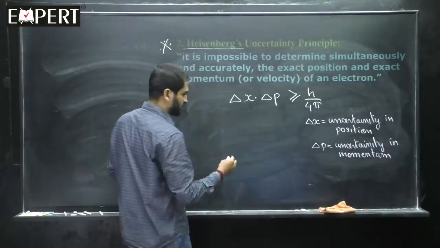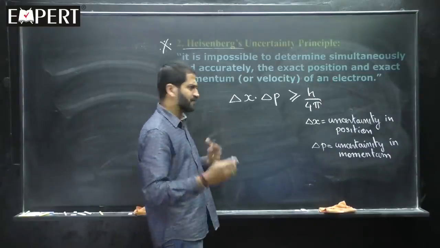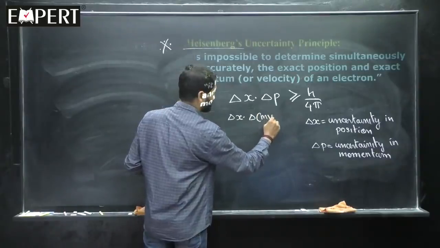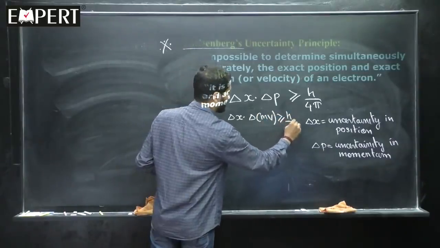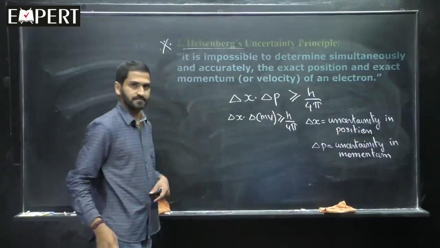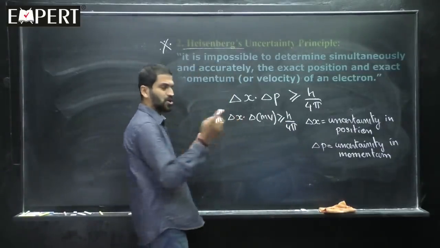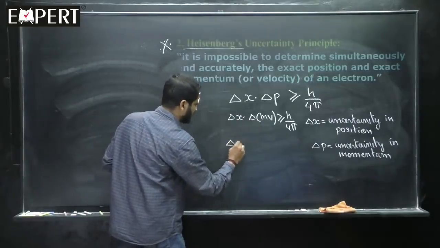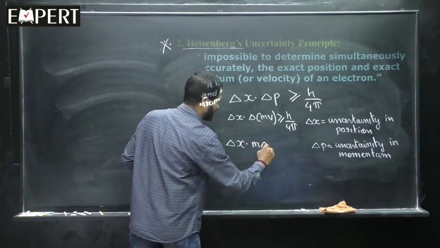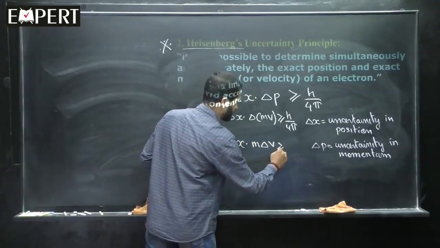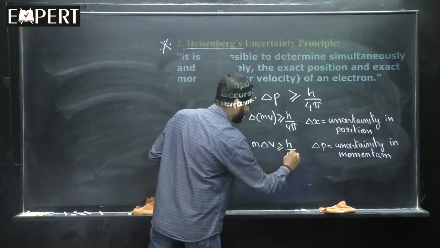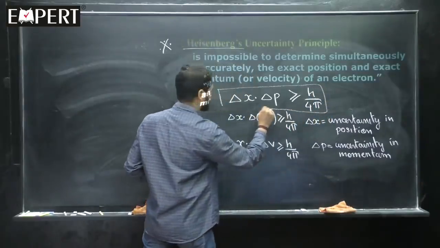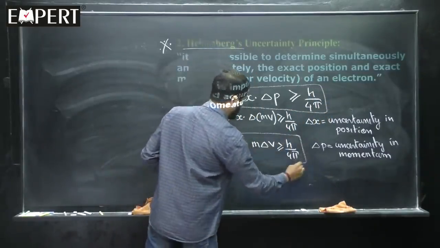We know that momentum is mass into velocity. So I can write delta x into delta mv greater than or equal to h by 4 pi. You have to write this expression. Mass is constant, mass is not going to change, mass is specific. So I can take mass outside: delta x into m delta v, since velocity changes, greater than or equal to h by 4 pi. So this is one relation, put it in a box. This is another relation. So, what would be delta v?